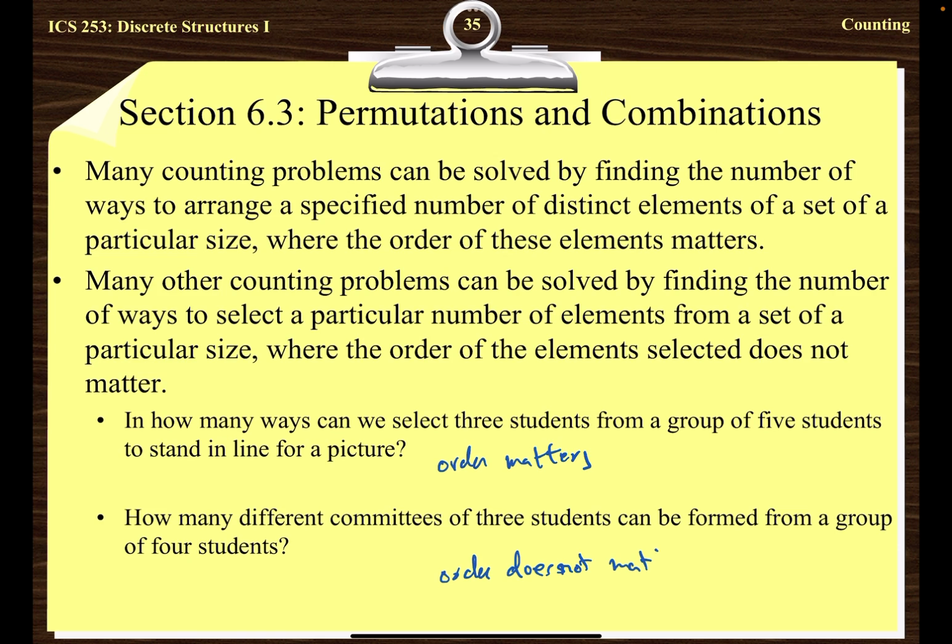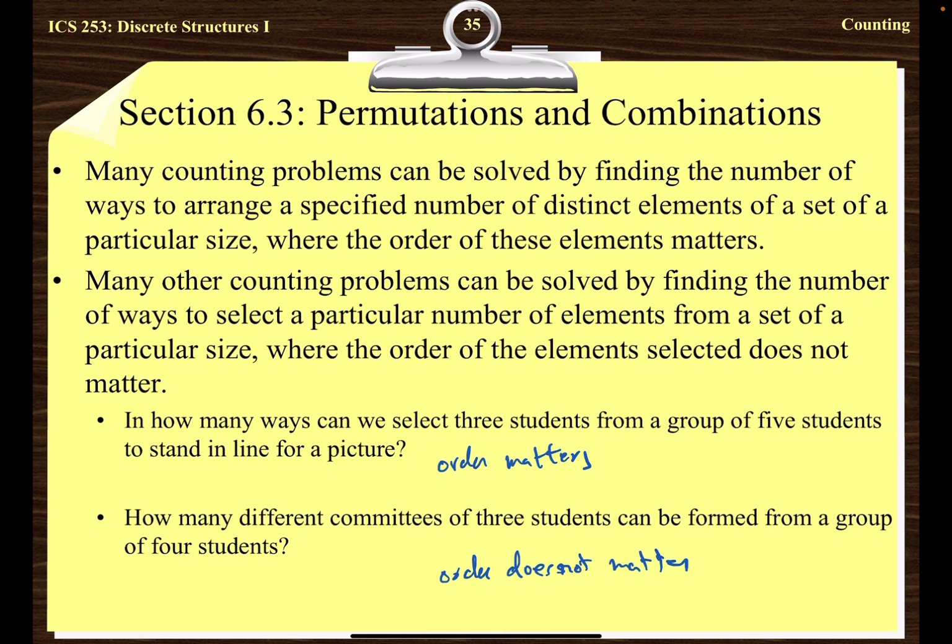Unless, of course, for example, you say that the committee has a chairman, a secretary, and a treasurer. So now you need to assign each student to a position, right? So now does order matter or not? Well, now order matters. But if they are all just members, there is no distinction between the positions of these members. So in this case, order does not matter.